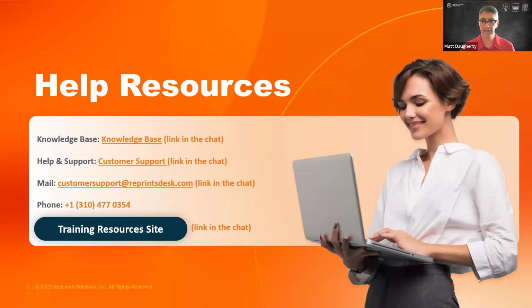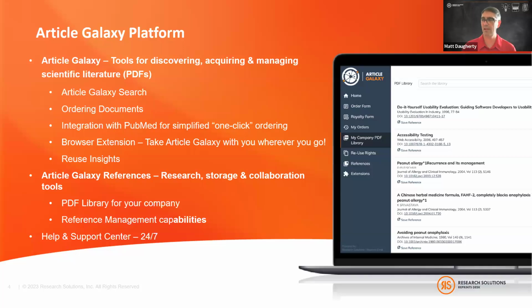All right. And so let's just start off with a look at what we're going to be doing today. We're going to start off within Article Galaxy, taking a look at those tools for discovering, acquiring, and managing scientific literature. That's going to start out with the Article Galaxy search, which is going to bring up results for your keyword searches, and then how to go and actually place an order for those documents. We will spend some time with our integrations that are available, including a PubMed integration. So if you're already starting your search and discovery process there, this will be a great way to ensure that you can bring Article Galaxy with you and not disrupt your workflow all that much.